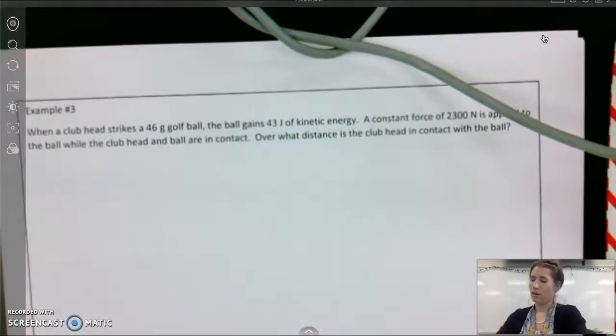Example number 3. When a club strikes a 46-gram golf ball, the ball gains 43 joules of kinetic energy. A constant force of 2,300 newtons is applied to the ball while the club head and ball are in contact. Over what distance is the club head in contact with the ball?